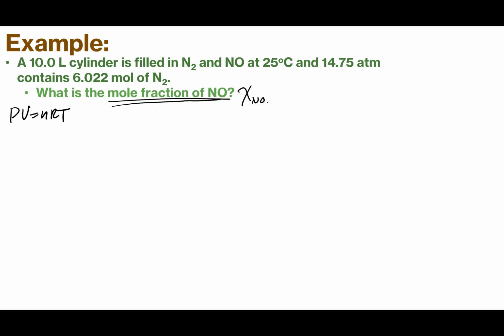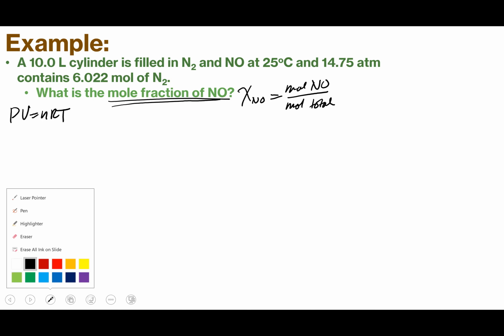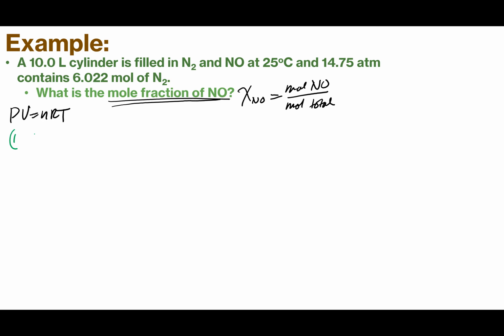Ultimately, this means we need to know moles of NO divided by moles total to get that done. So this is going to take us 3 things to do. We have to figure out what the total moles are. That is step number 1. So we have to find the total moles.